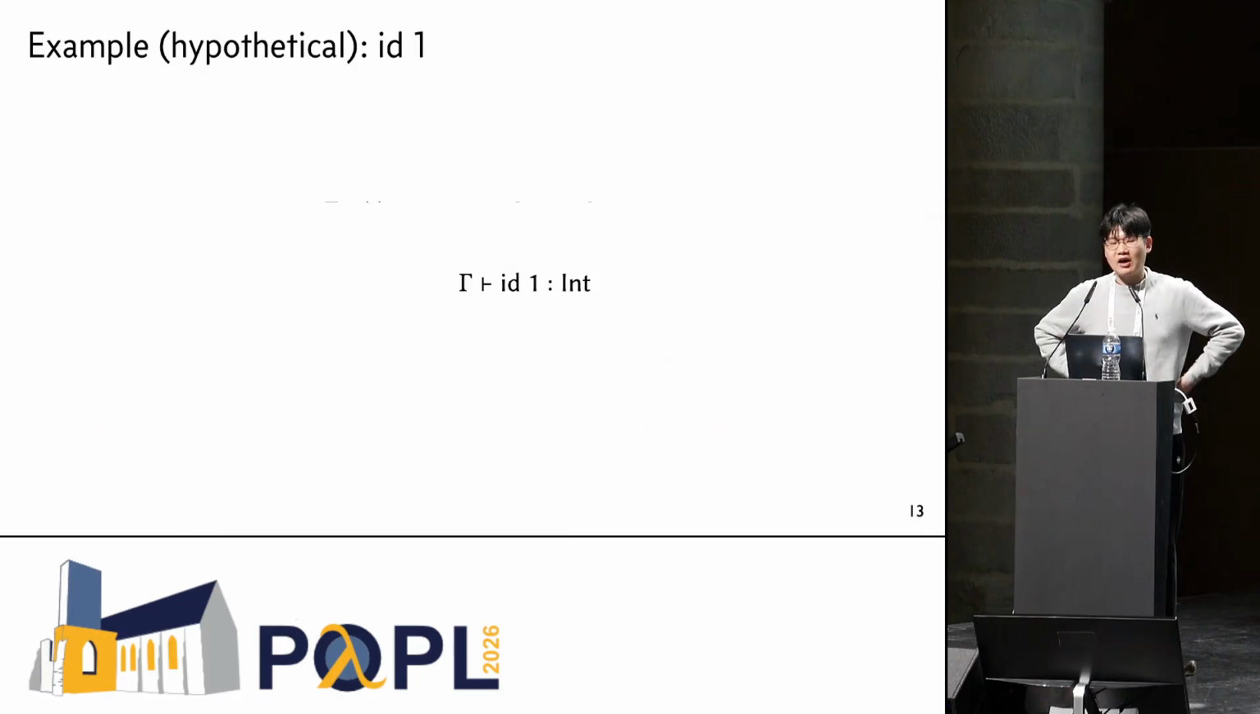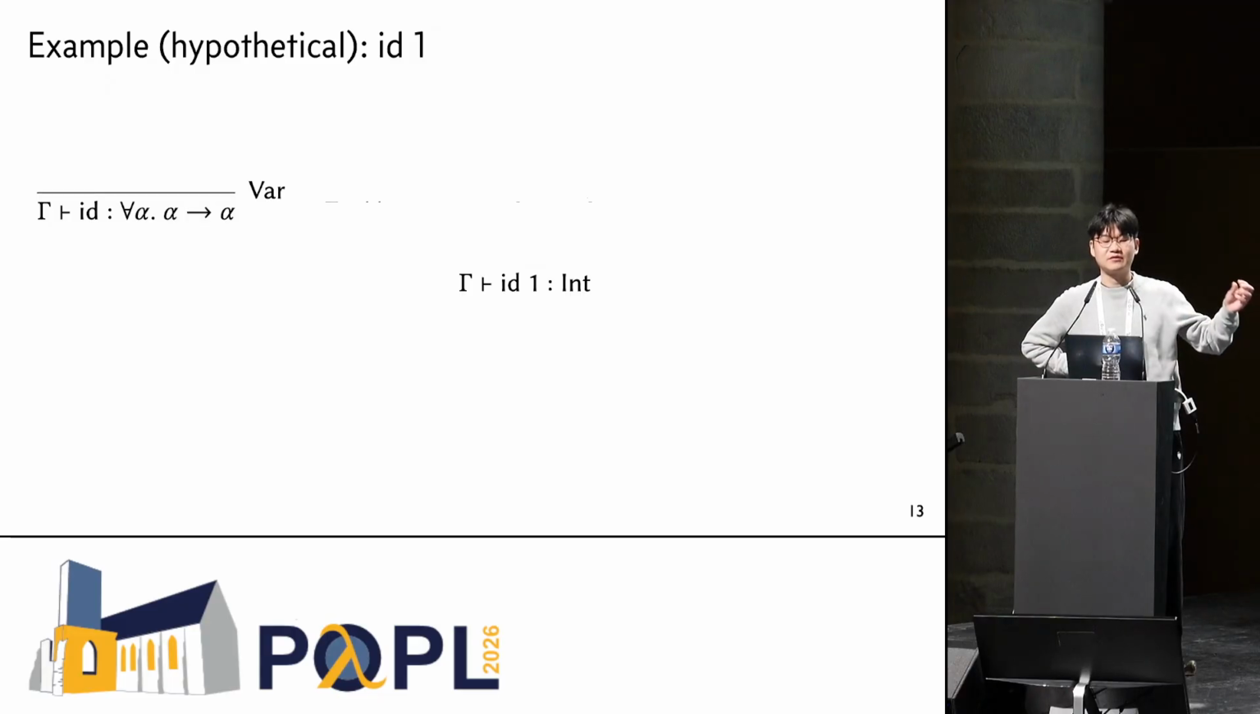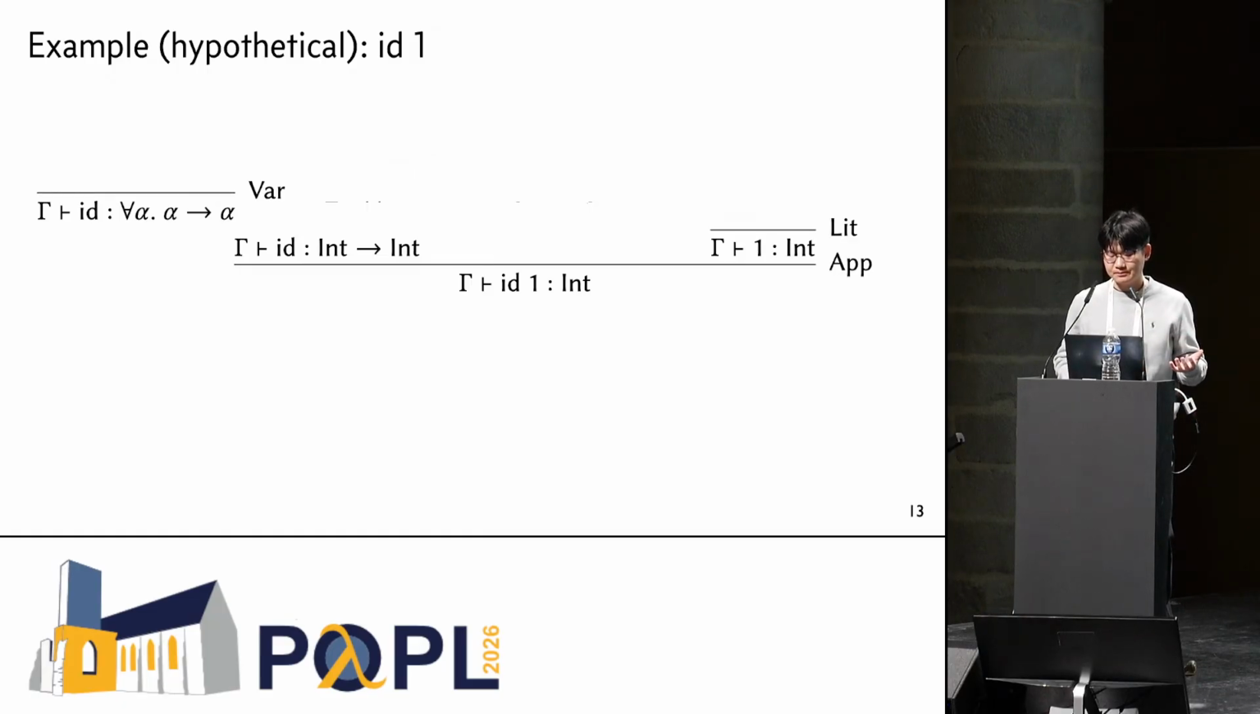Let's understand how our type inference works. Let's try to use a simple example, but with some hypothetical rules. We wish to apply the id to the integer one. The id is, of course, of the polymorphic type in the environment, for all alpha, alpha to alpha. And ideally, this function application has the type integer. So we apply the standard application rule, which is here. We wish id to have the type int to int, and the argument to have the type int.